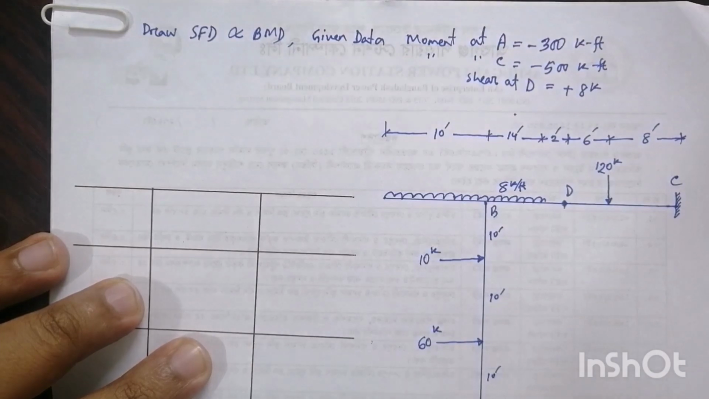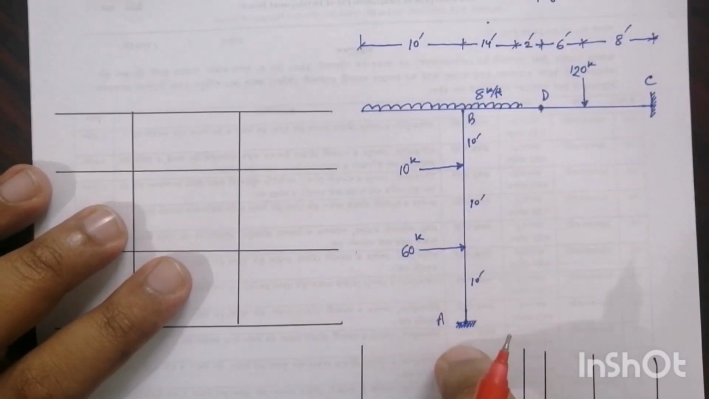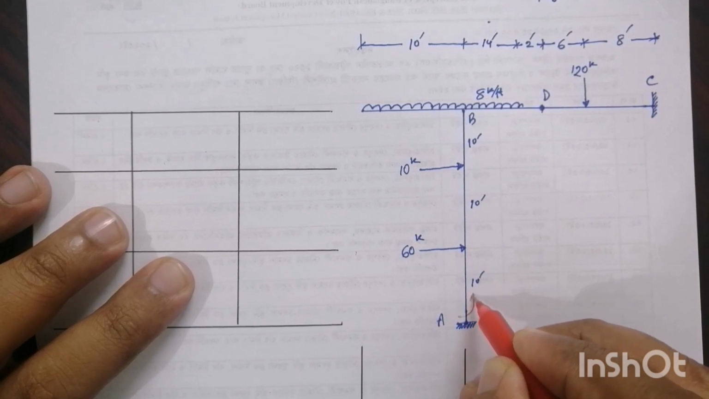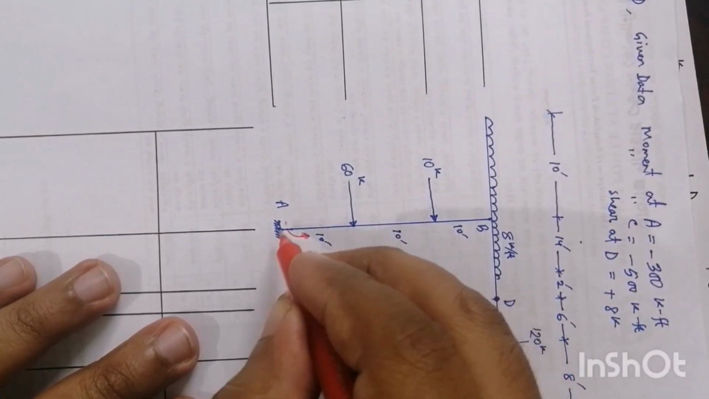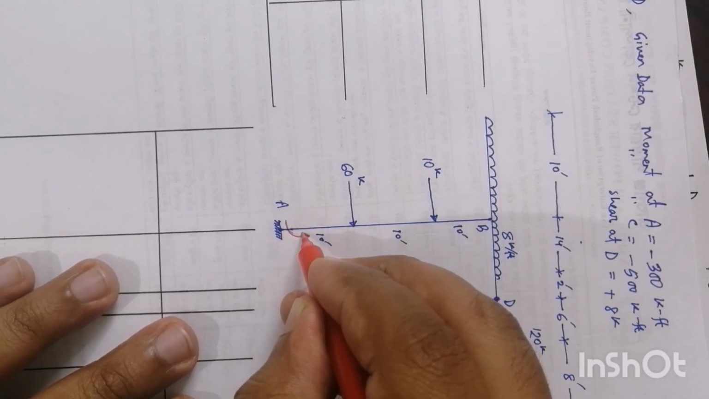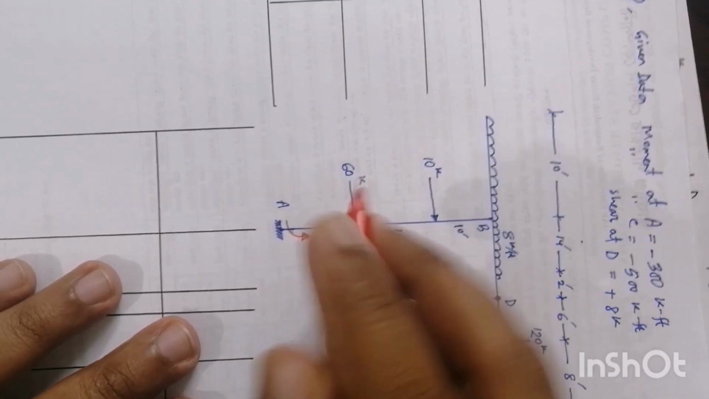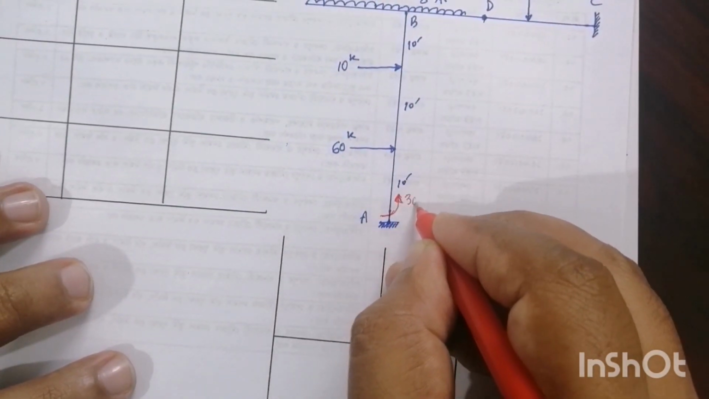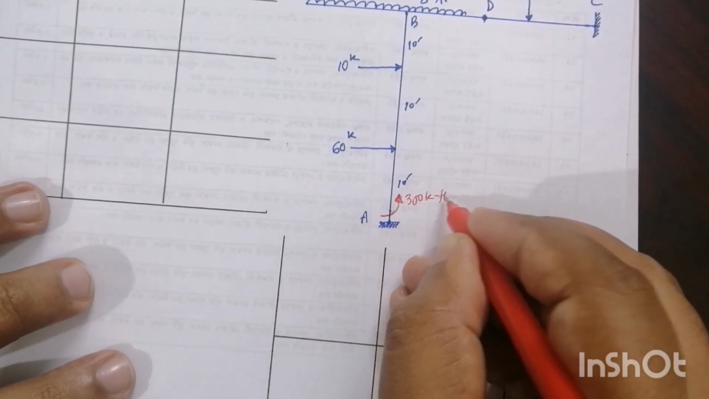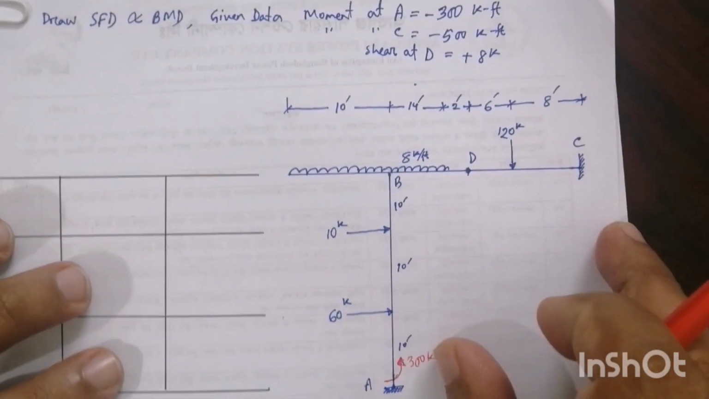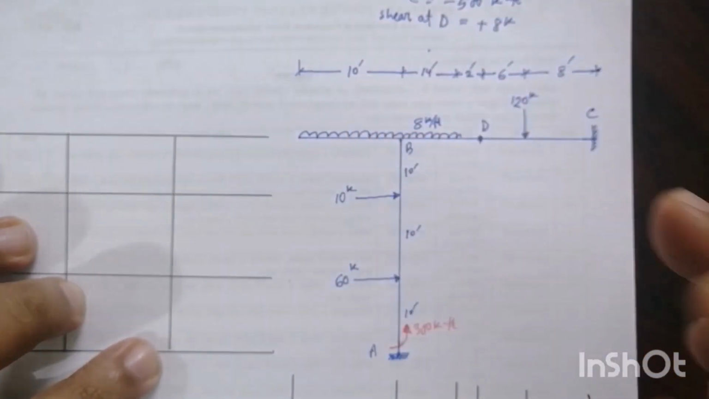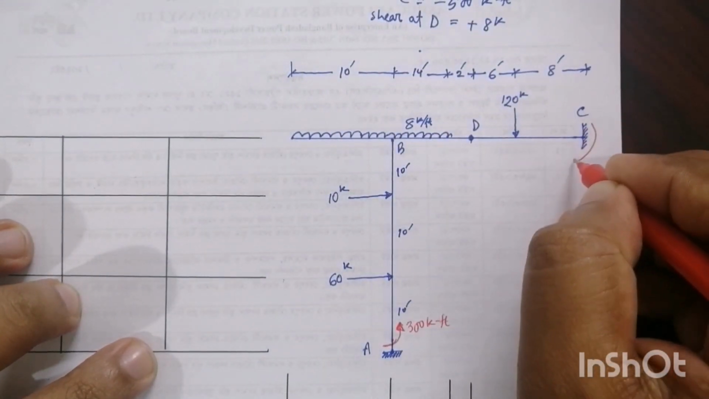So this is a negative moment here, so this is like this, negative. Actually if you turn this around, then you easily understand why this direction is negative. So this is 300 kip-feet moment, and another moment is given here, at C, minus 500. So minus 500 means this direction.